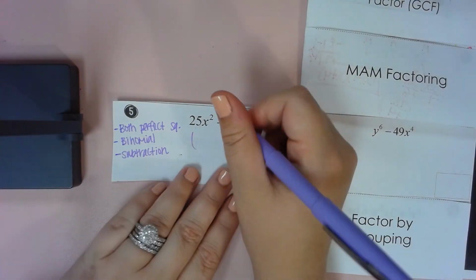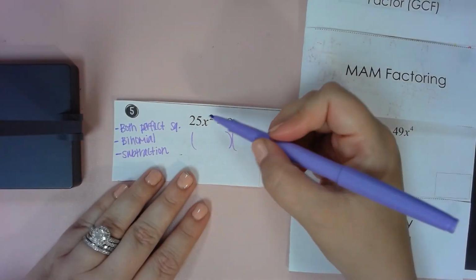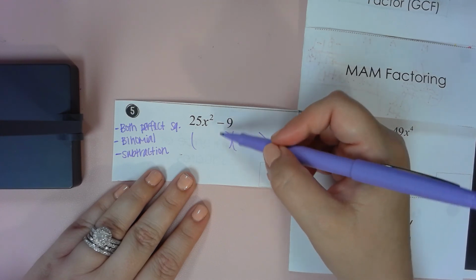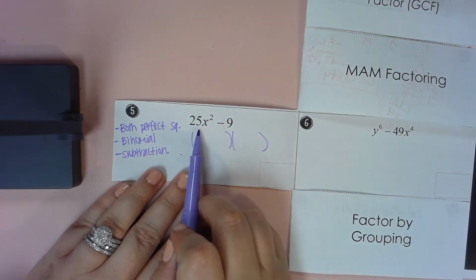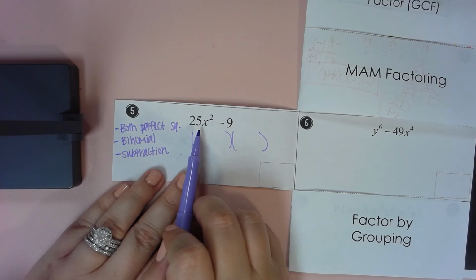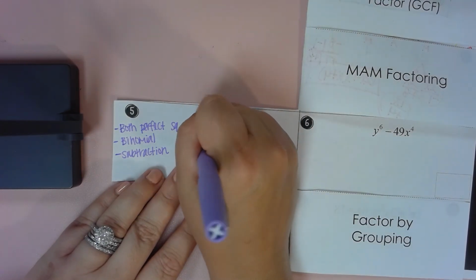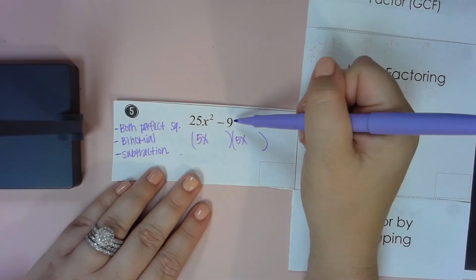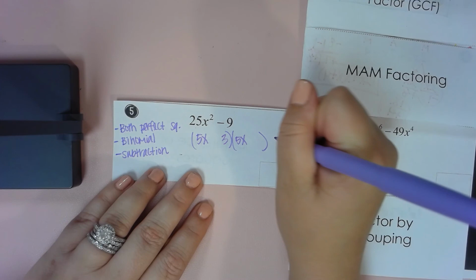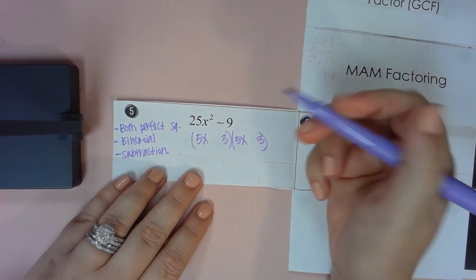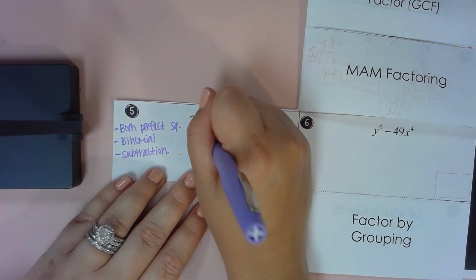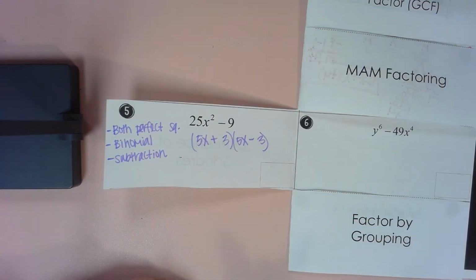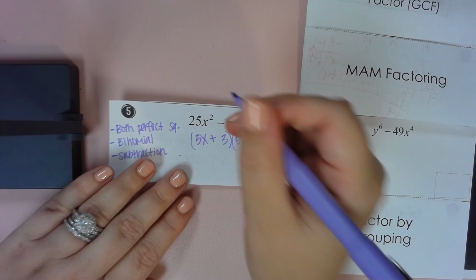So I'm going to set up 2 parentheses here because these are both perfect squares. This is a binomial, and it has subtraction in the middle. So I say, how do you make 25x squared? I make that by saying 5x times 5x. So I put those in the front. How do you make 9? 3 and 3. So I put that in the back. And then I need different signs. I need a plus and a minus. You could write minus and plus. They just need to be different signs in the middle. And that's your final answer.